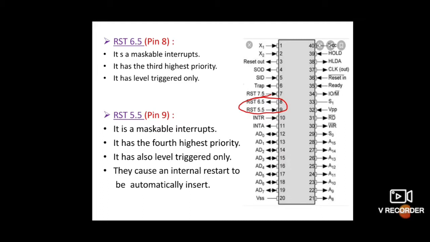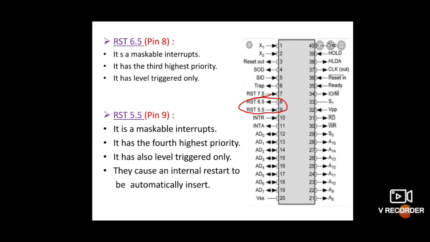In RST 5.5, when this interrupt is recognized, the next instruction is executed from a fixed memory location, that is 002CH. It is a maskable interrupt, which means it can be disabled temporarily. An internal restart is automatically inserted because there is a flip-flop. So the vector addresses of RST 6.5 and RST 5.5 are 0034H and 002CH respectively.